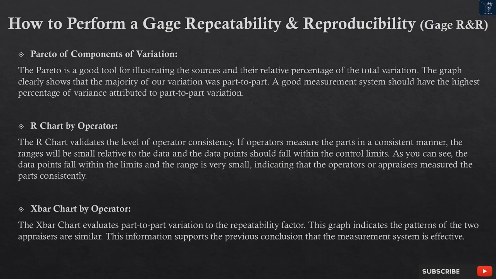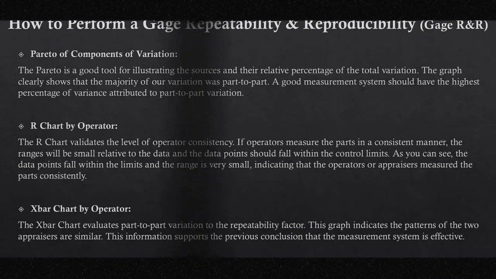XBAR chart by operator. The XBAR chart evaluates part-to-part variation to the repeatability factor. This graph indicates the patterns of the two appraisers are similar. This information supports the previous conclusion that the measurement system is effective.